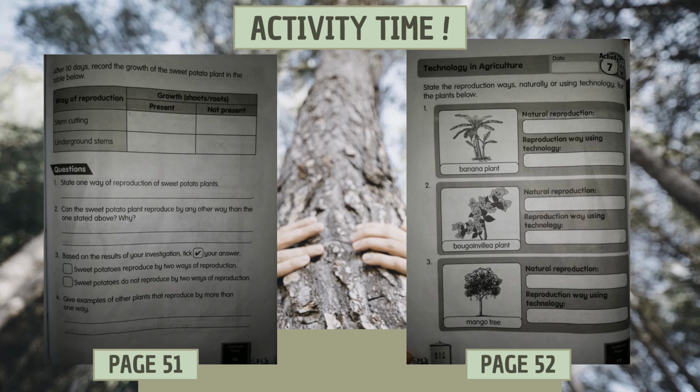And then turn to page 52. I want you to state the reproduction ways, naturally or using technology, for the plants below. Look, there are 3 plants: banana plant, bougainvillea plant, and mango tree. I want you to state, for example, natural reproduction for banana plants is sucker. Then we have learned, right? Reproduction way using technology is tissue culture. We have learned about this before. Okay, if you don't know the answer, you can use the internet to find it. Gain some information from the internet.